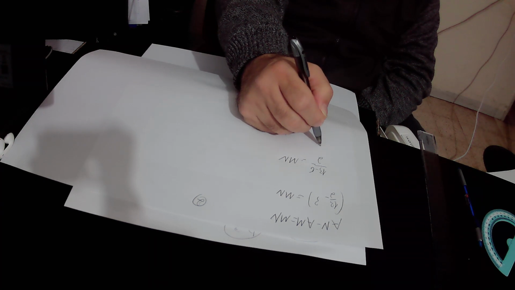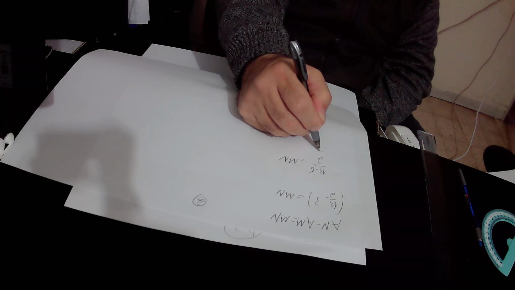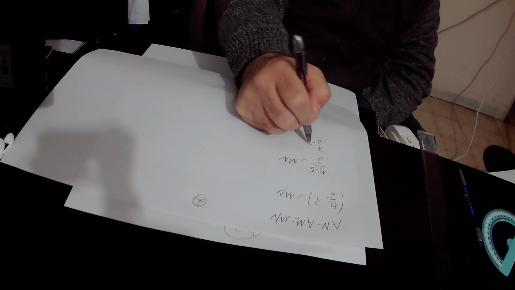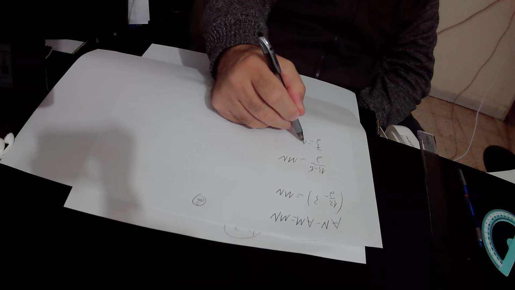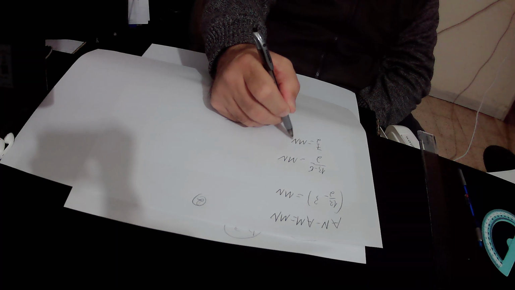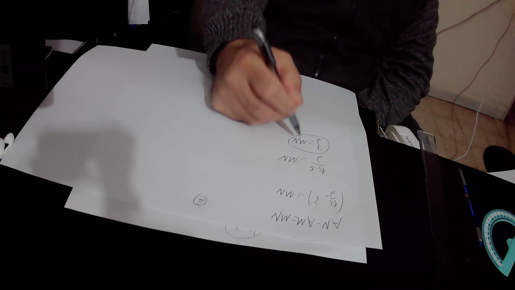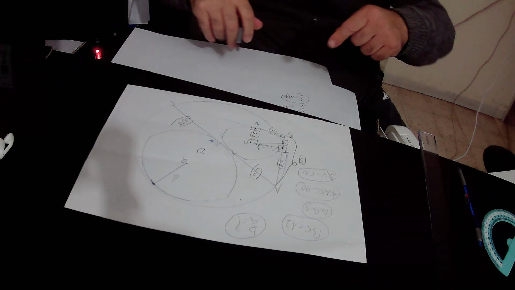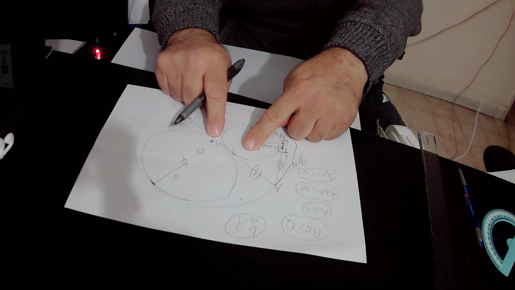13 minus 6 is 7, so in total this expression equals 7 over 2, and this is equal to MN. So in conclusion, we found out that MN, the length of this line segment MN, is equal to 7 over 2 units.